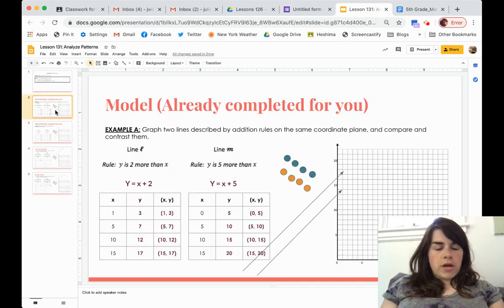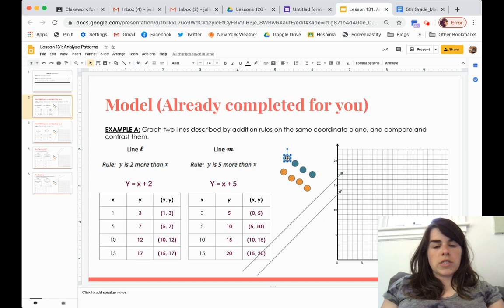So I'm going to show you a model, example A. So we're going to graph two lines described by the addition rules on the coordinate plane, and then we're going to compare and contrast them. So if you think about the first one that I've done here, which is y equals x plus 2, I'm going to take these green dots and I'm going to use my coordinates. So over 1, up 3. So if x is 1, we're going to add 2, and that's how I know that y is 3.